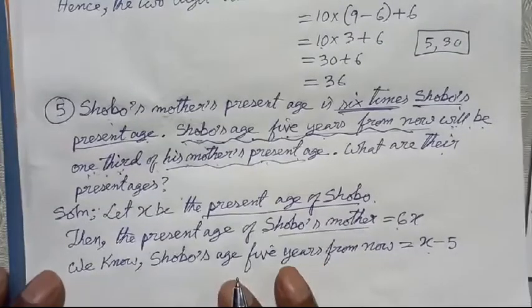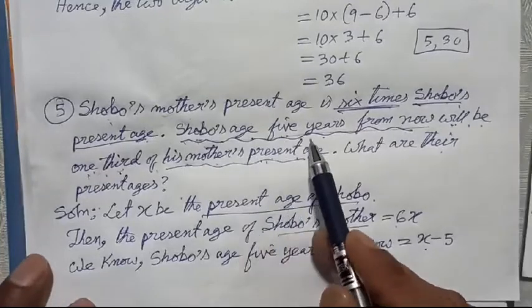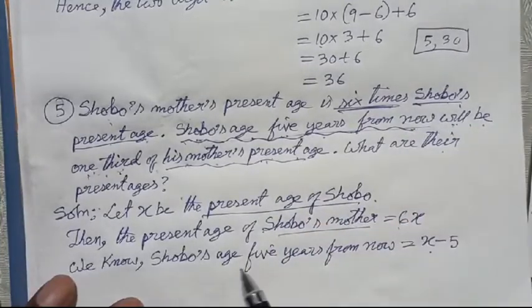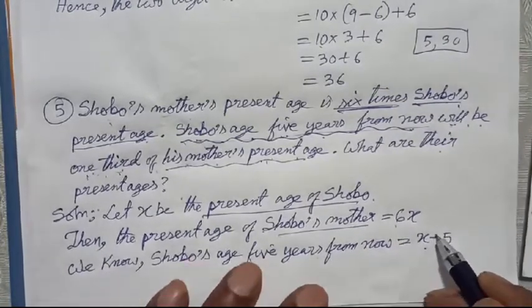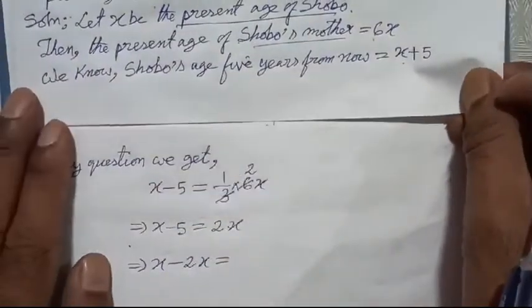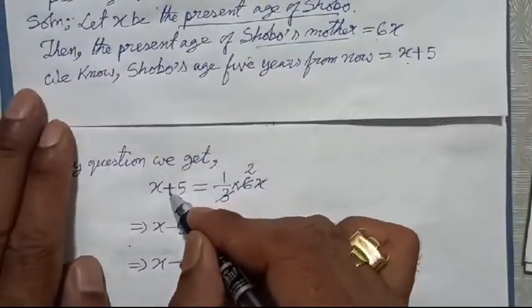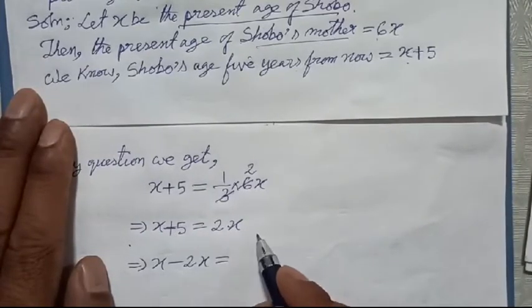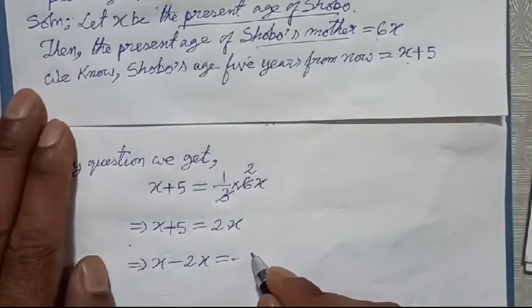And here one correction. 5 years from now means after 5 years, which means x plus 5. Then this will be plus 5, this also will be plus 5. Plus 5 transposing to the other side, then minus 5.